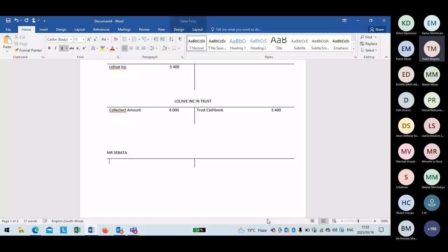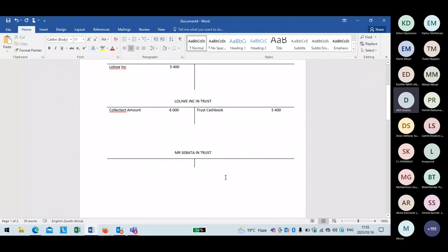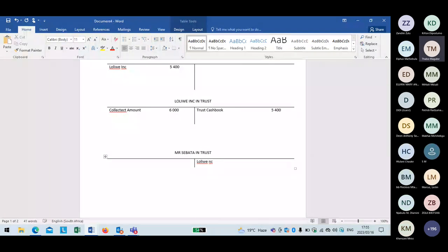So we have Mr. Sebata in trust. Do we debit or credit? We credit. And our narration is? Loliwa Inc. And the narration is collected amount.